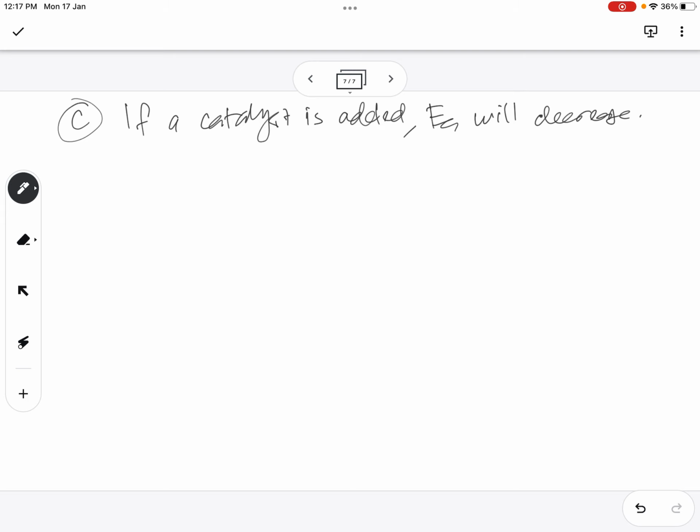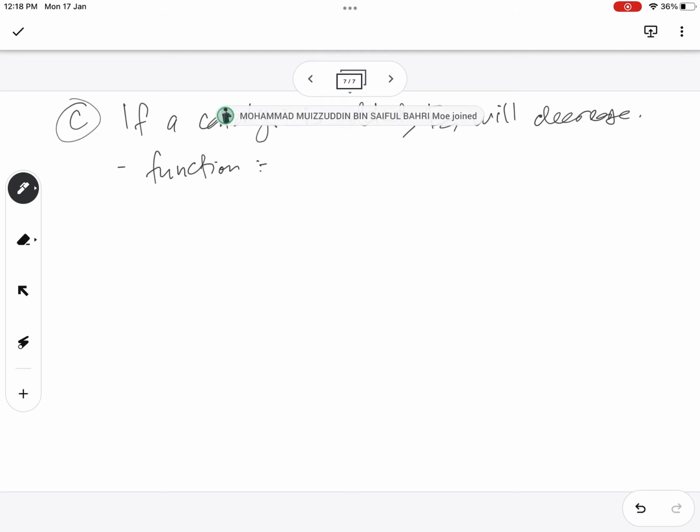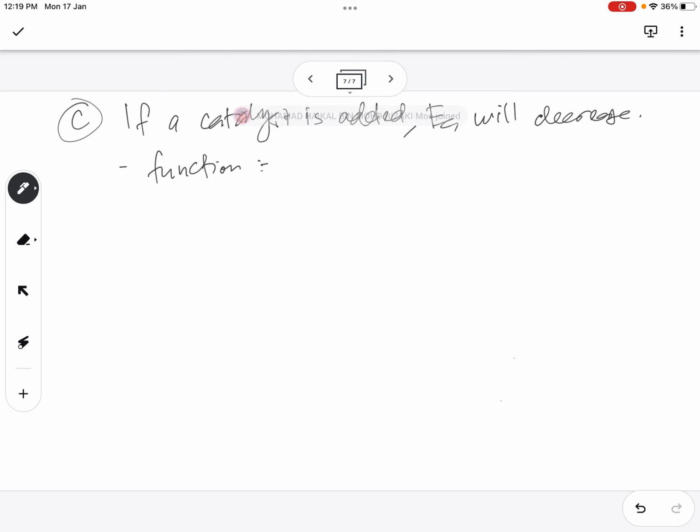Comment on the rate. What are we going to comment on the rate? First, we can talk about the function of catalyst. What is the function of a catalyst? Anyone know? The keyword for the function of catalyst is: it provides an alternative pathway.